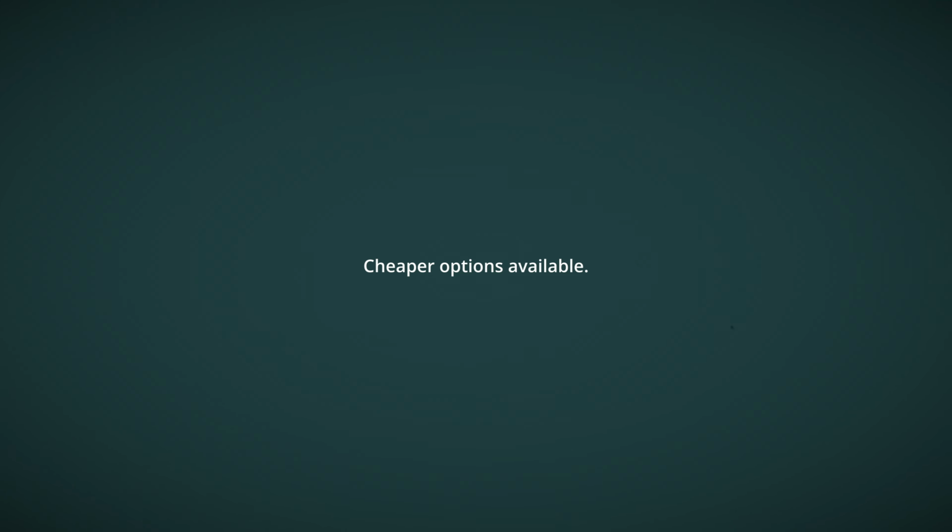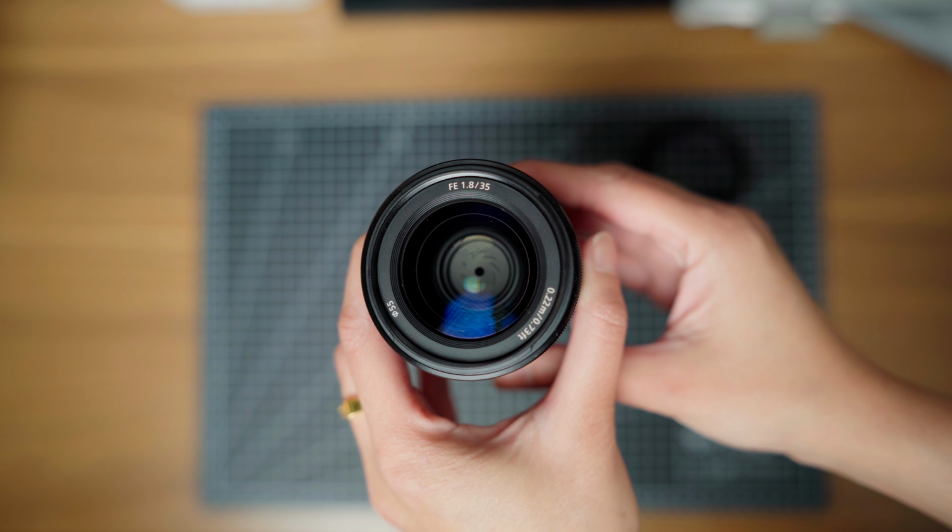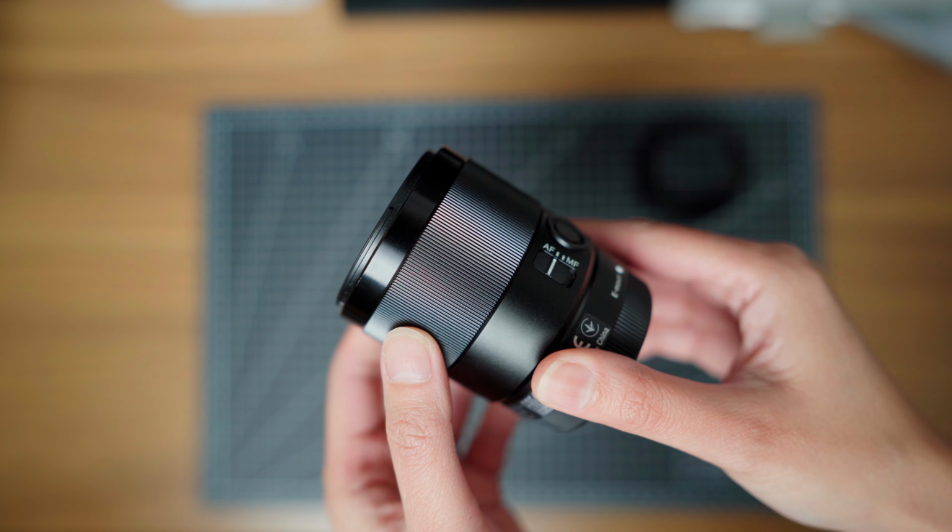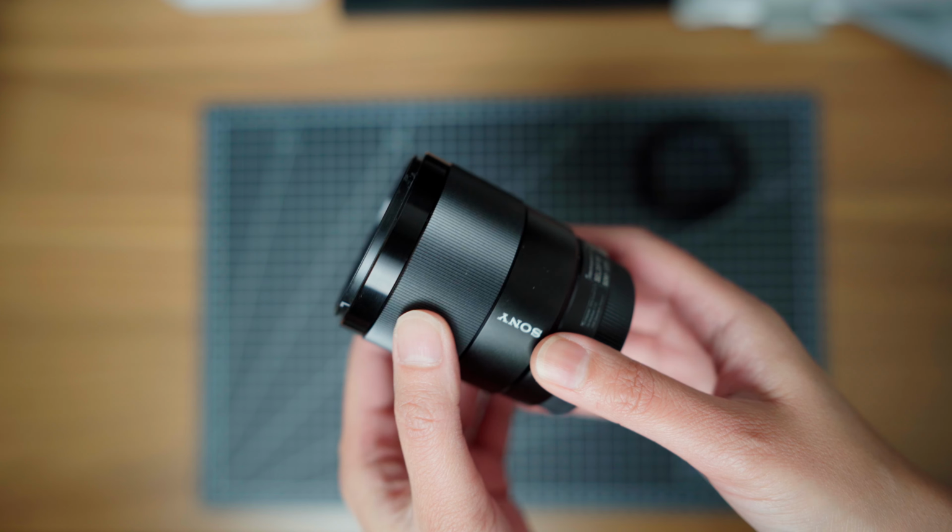And the last reason why I love this focal length is because it is also available in cheaper options. The big manufacturers make this focal length, and especially the 35 as well, which are the most popular focal lengths in street photography. They make them in cheaper options, so you don't have to break the bank, which is really a good thing if you're considering buying a nifty 50.